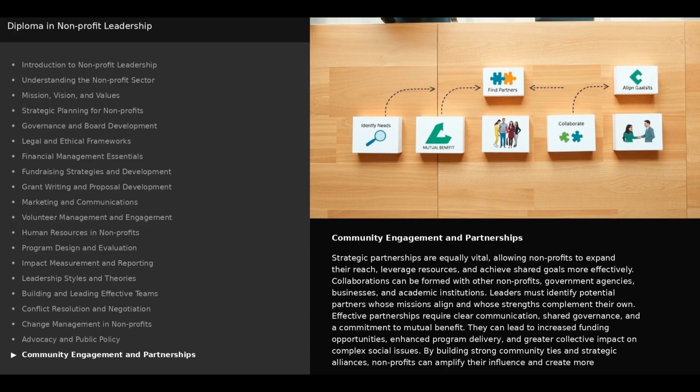They can lead to increased funding opportunities, enhanced program delivery, and greater collective impact on complex social issues. By building strong community ties and strategic alliances, non-profits can amplify their influence and create more comprehensive and sustainable solutions.